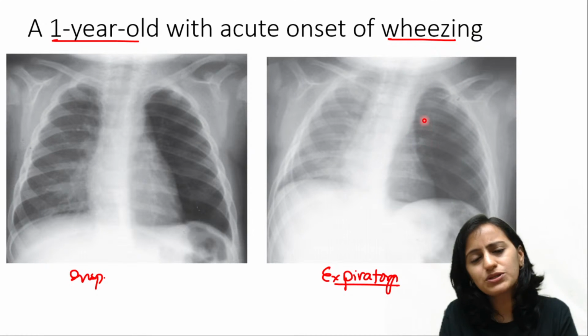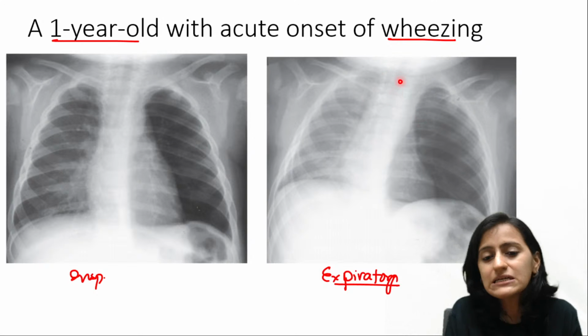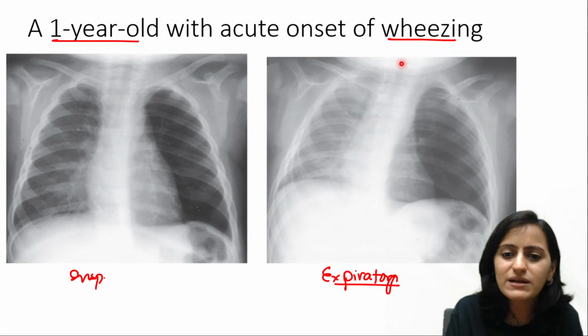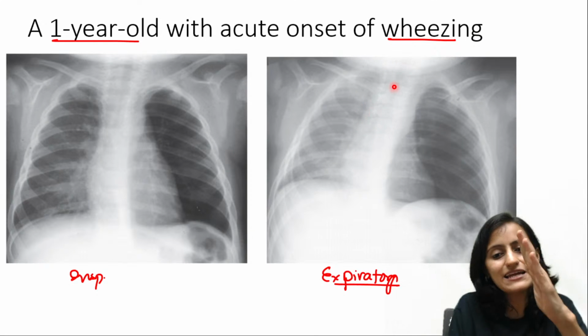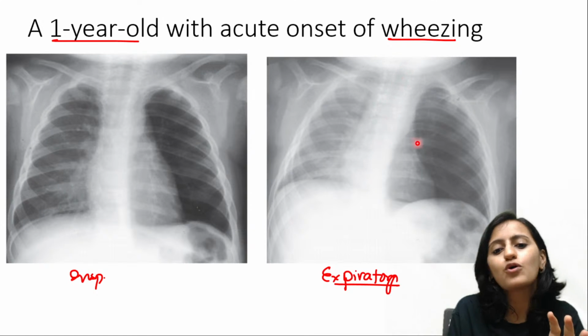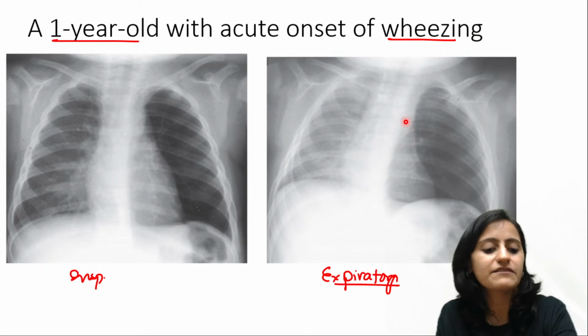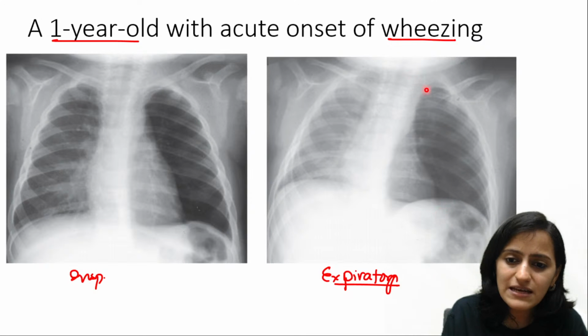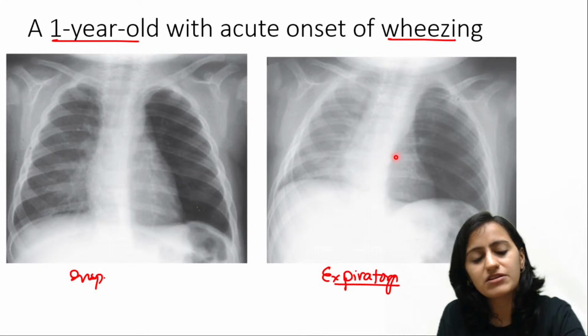Even though the foreign body goes more commonly on the right side because the right bronchus is in line with the trachea, it's not that it cannot go on the left side. It can go on the left side as well. So it is very, very important to take your expiratory view.